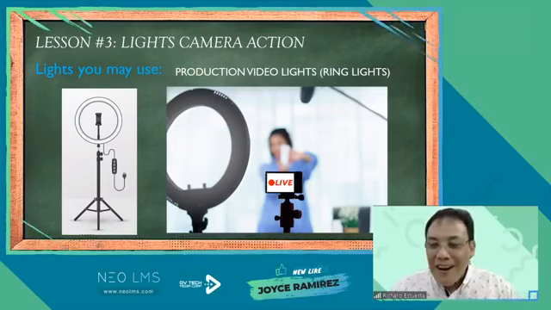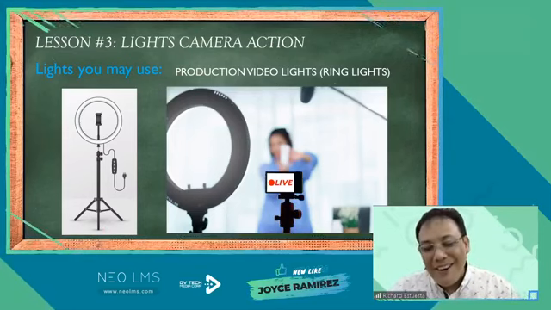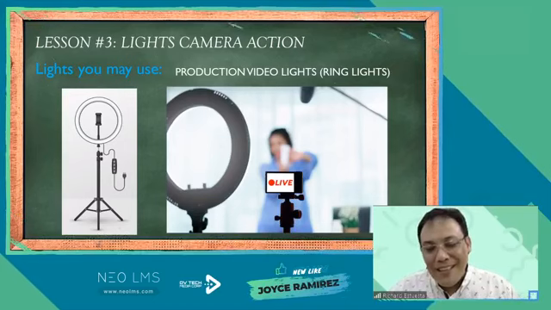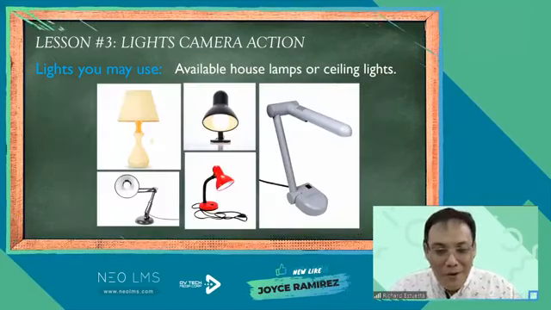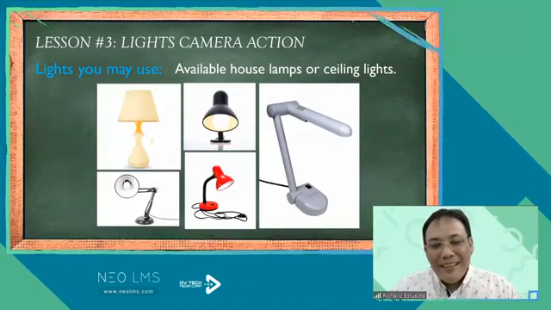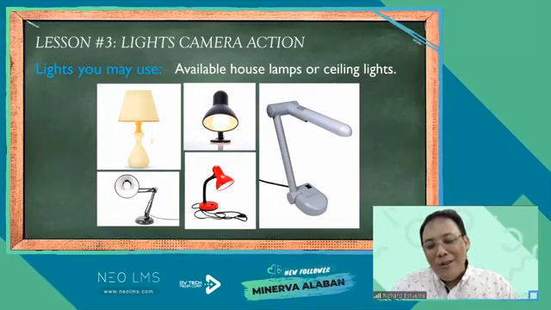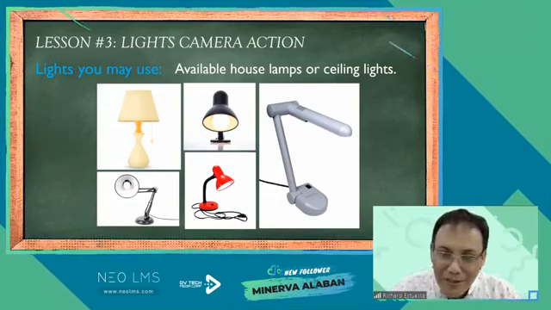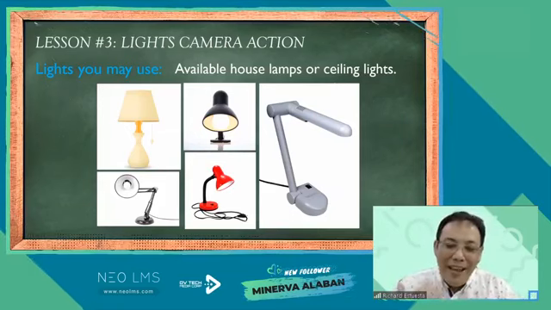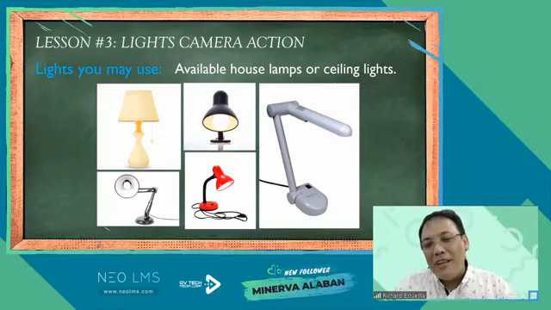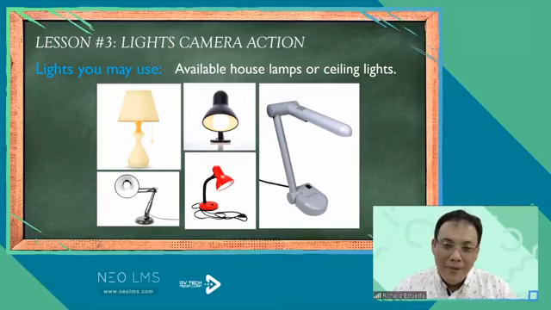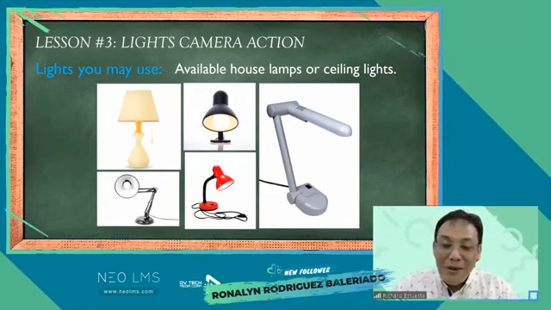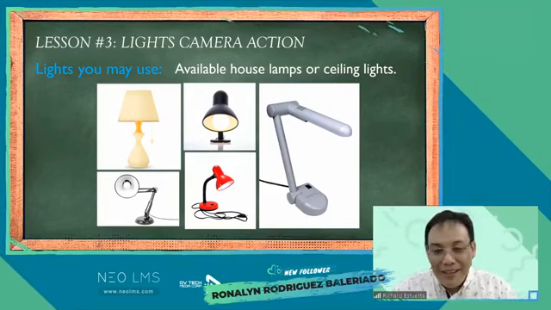But there are other options. There are really a lot of options that you may want to know. Because of the LED technology, you can now make use of your available house lamps or even your ceiling lights as a way of lighting yourself up. What is important is that you light yourself up. So it could be a desk lamp or a book lamp.